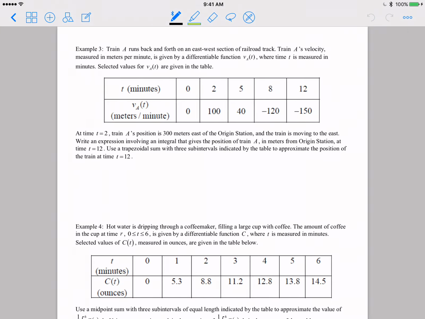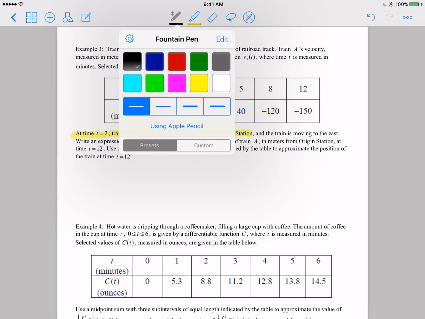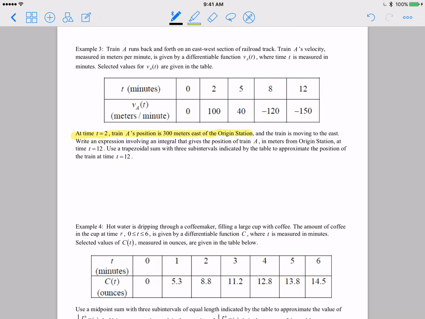Okay, example 3, we're talking about train A, which goes back and forth on an east-west section of railroad track. Its velocity is given in this table. So you guys saw this table in a previous lecture, and now we're doing another part of that released FRQ. It says at time t equals 2, train A's position is 300 meters east of the origin station. We are going to have to use that information at some point, so keep that in mind. That's why I highlighted it.